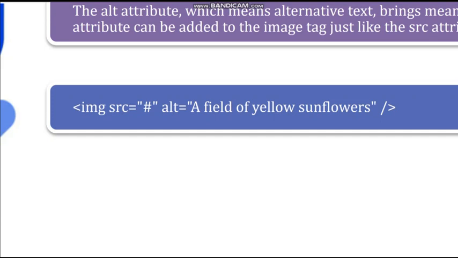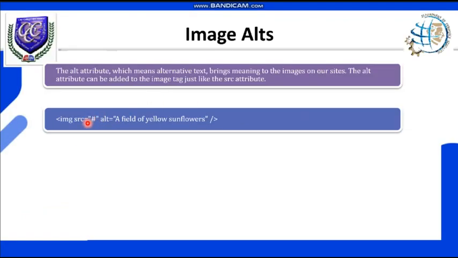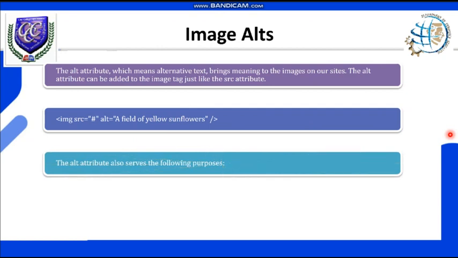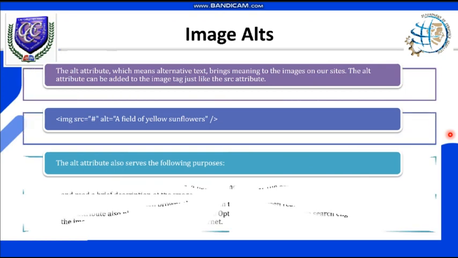So since the value of your source is a hash, it's not actually a valid source dahil wala kang tinutukoy dito na image na i-attach dun sa mismong website. So, your browser will not be able to find anything. Therefore, ang makikita na lang dito ng user is yung alternative text na a field of yellow sunflowers. So, ibig sabihin, you're trying to tell your user na the picture is for a field of yellow sunflowers. Okay, next that we need to discuss is that the alt attributes also serves the following purposes. Okay, ano-ano ba yung mga purposes na yon?